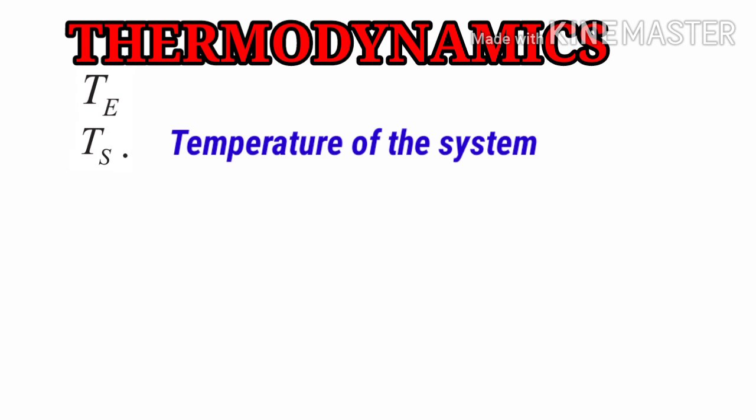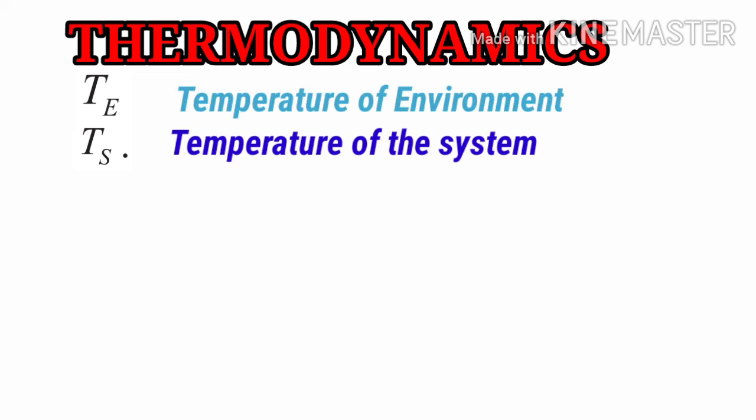Now we are going to see the flow of energy into the system or out of the system, from the surrounding or to the surrounding. But one more thing we have to note here: the surrounding may also be written as the environment. So keep this in mind, students. T_E means the temperature of the environment, and T_S means the temperature of the system. Now we are going to see the energy flow into the system, from the system, and the case where there is no transfer of heat between the system and the environment.